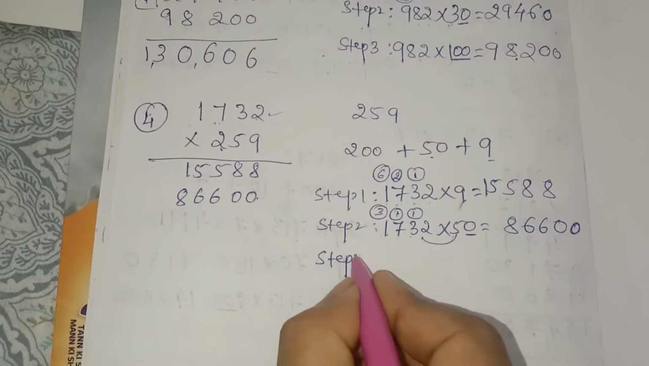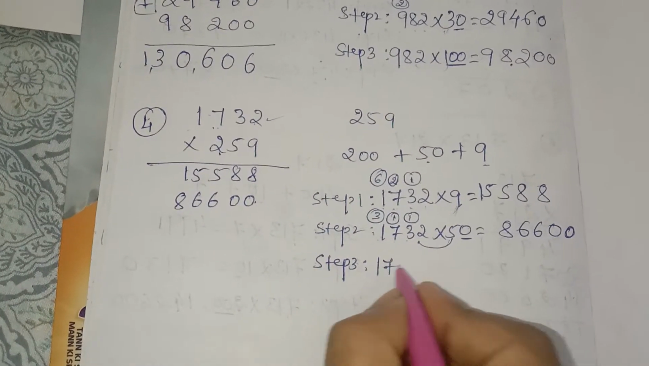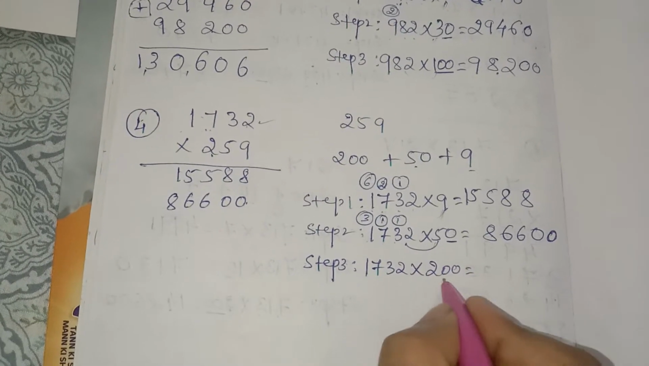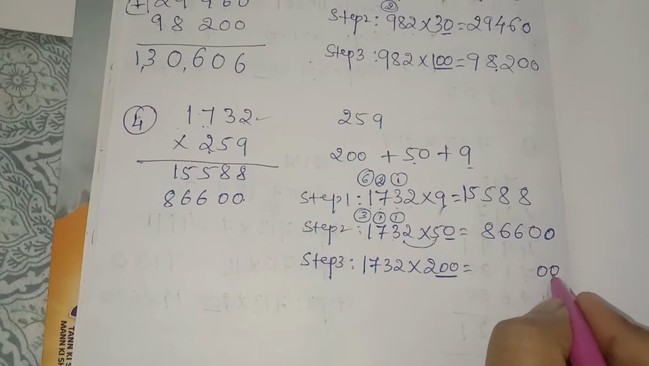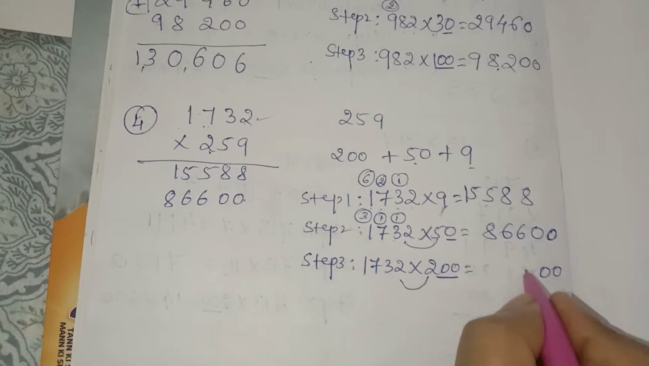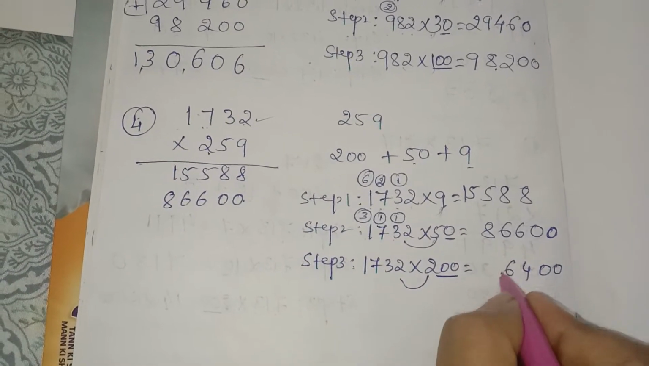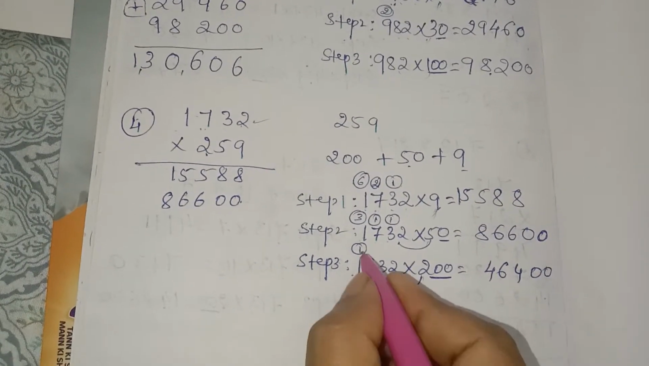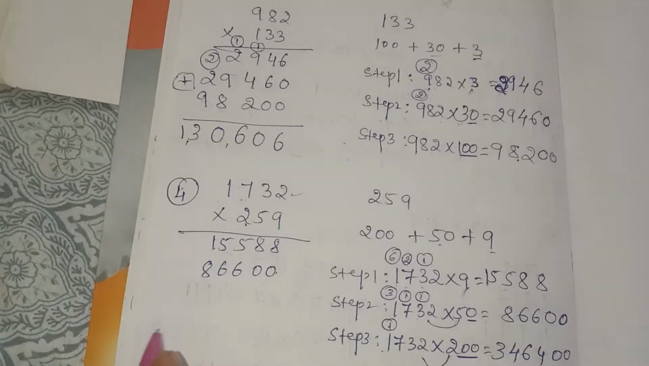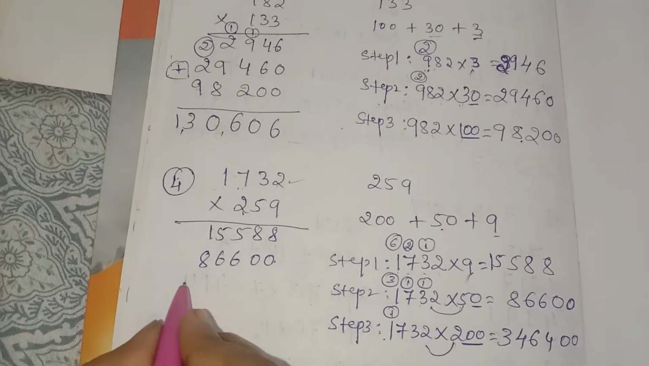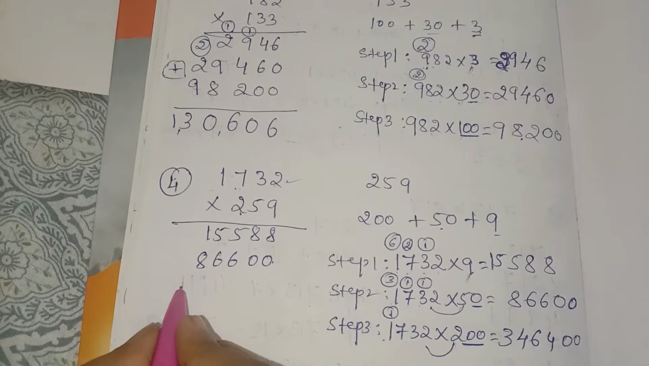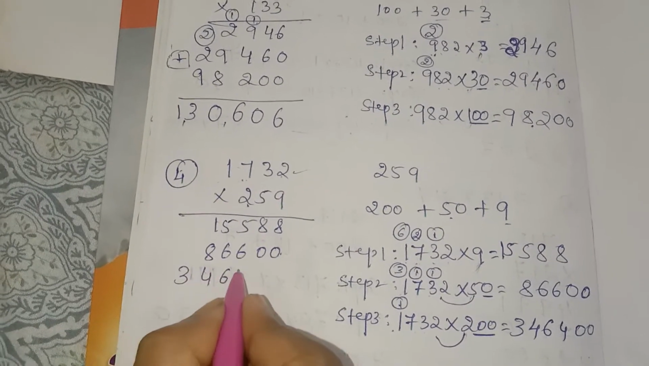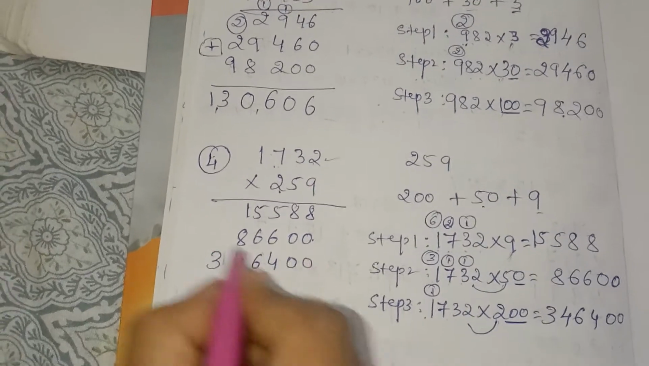Now step 3. 1732 multiply by 200. Here I am having 2 zeros, so I will write 2 zeros here. 2 2s are 4. 2 3s are 6, 2 7s are 14, 2 1s are 2 plus 1 is 3. Here I got 346400.